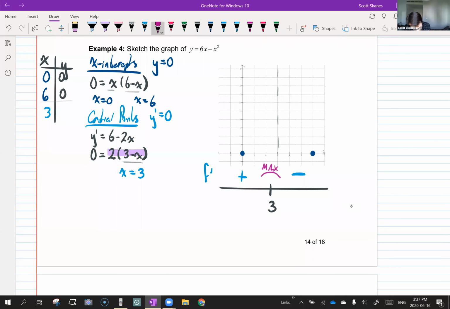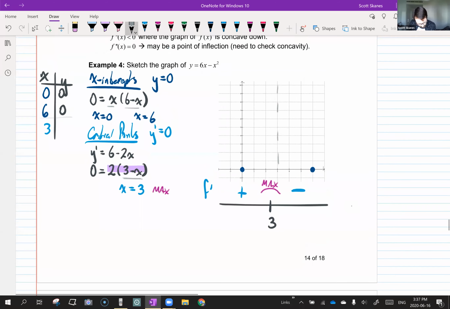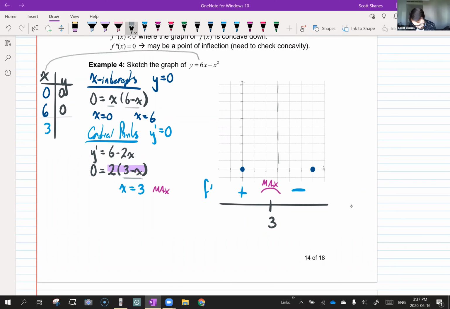That means that x equals 3 is a maximum. It means that x is 3 and whatever number that is. So once again, if you're not sure from yesterday, we take these x values, put them in here, and spit out the answer, and that'll be where it is on the curve. What do we have? We have 3 times 6 minus 3, which is 9.